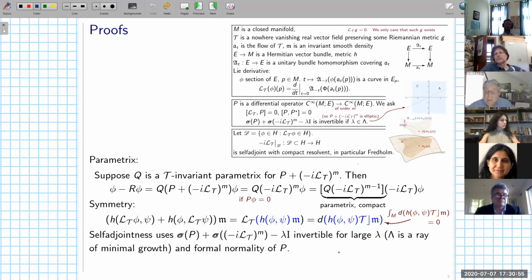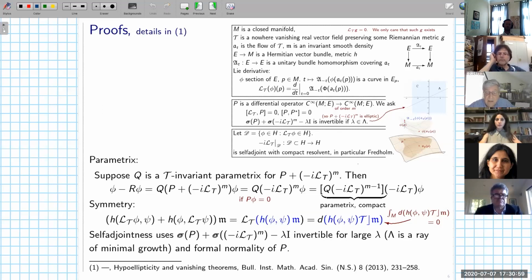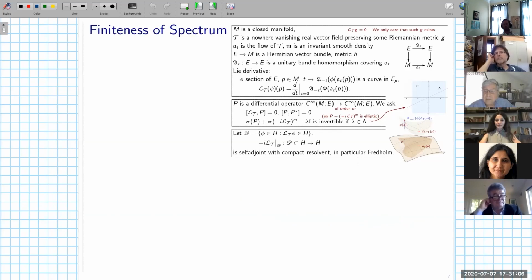And the last point, I think, is, so details are in some paper, which is like 7 years old, what about the finiteness of the spectrum? So the argument here goes like this.